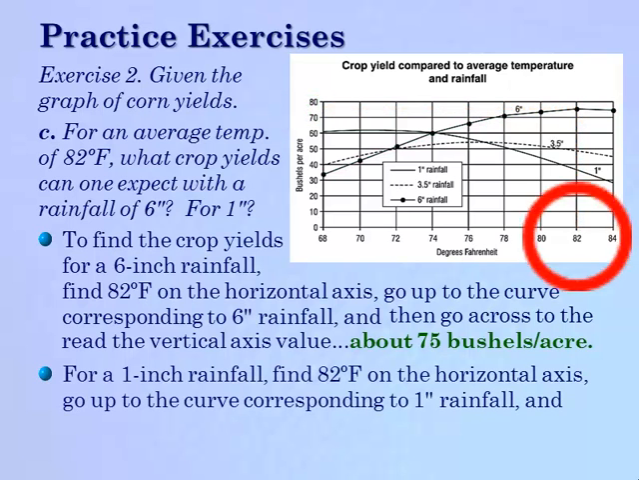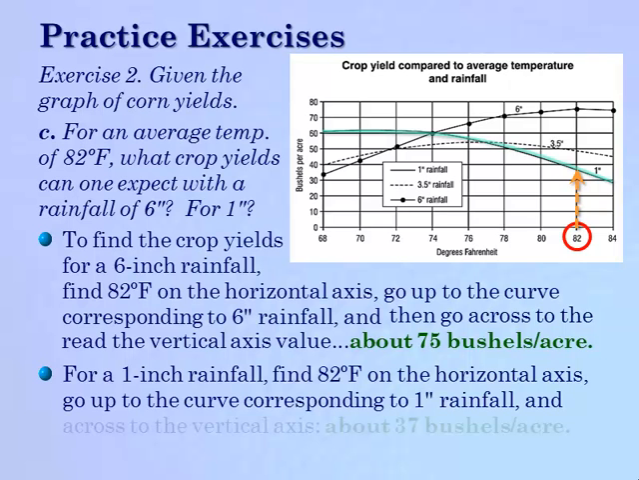Now for a 1 inch rainfall, we'll find 82 degrees Fahrenheit on the horizontal axis, go up and over to 37 bushels per acre.